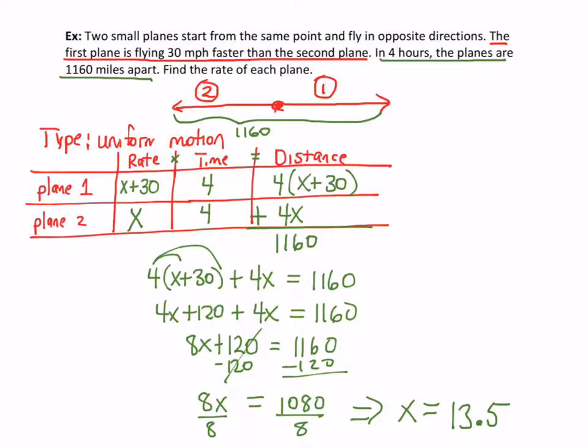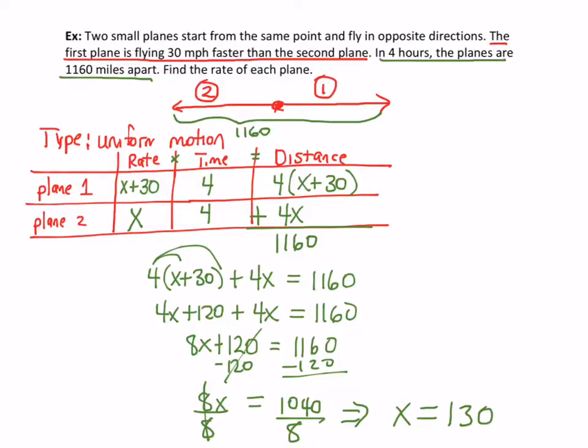Oh, I did my math wrong. Back up. Fix this. What is that right there? That's 1,040, not 1,080. So now we divide both sides by 8, and I don't know why I divided by 80 in my calculator. So fix that. Now we've got x is actually 130.